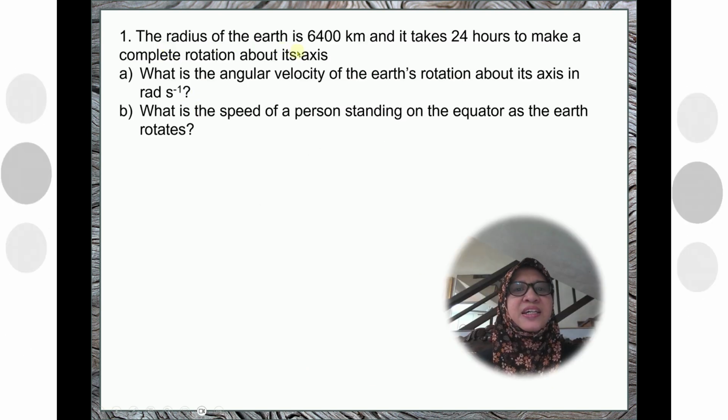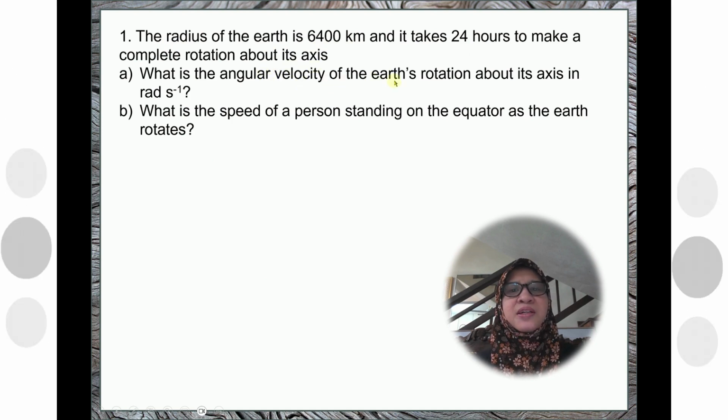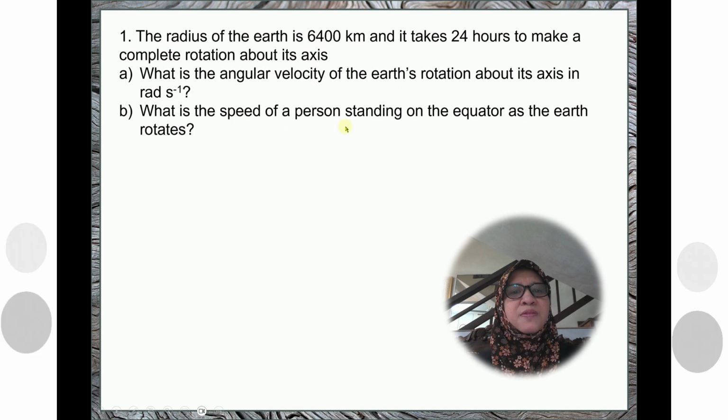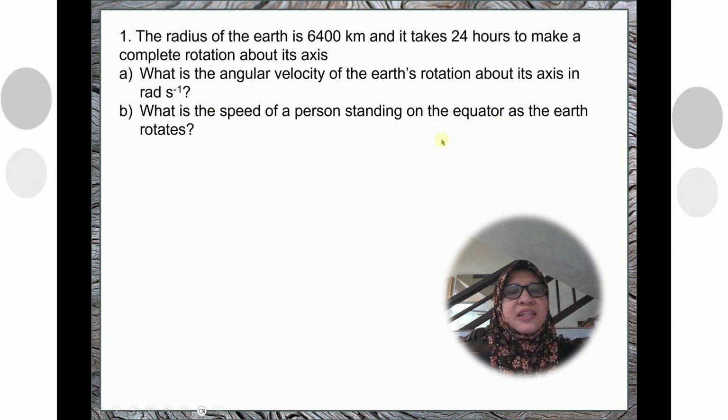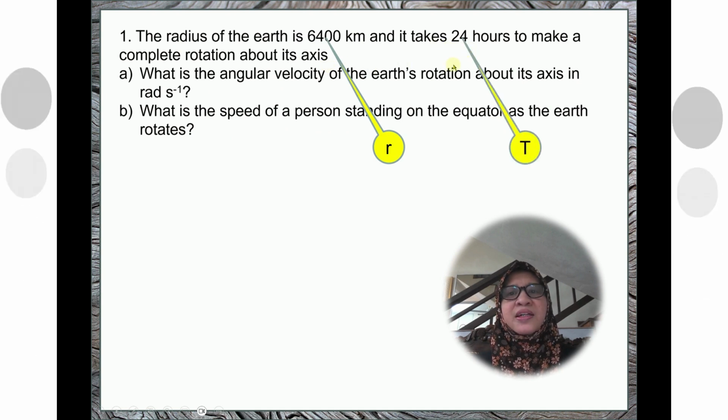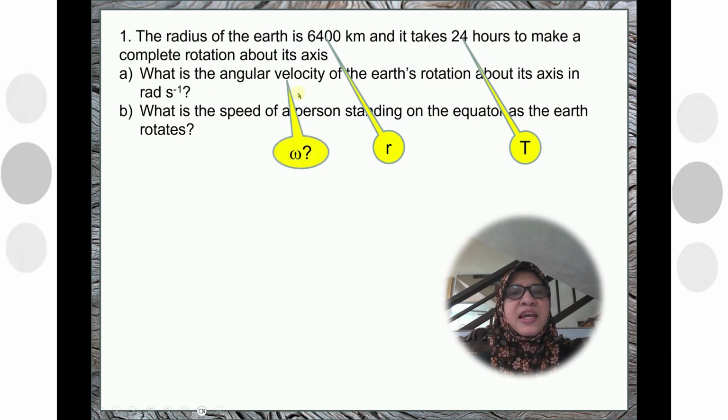The radius of the earth is 6,400 kilometers and it takes 24 hours to make a complete rotation about its axis. So what is the angular velocity of the earth's rotation about this axis in radians per second? Then question B, what is the speed of a person standing on the equator as the earth rotates? Okay, so we are given the radius of the earth, then the time taken to complete a rotation. This means a period, and we are going to find the angular velocity.